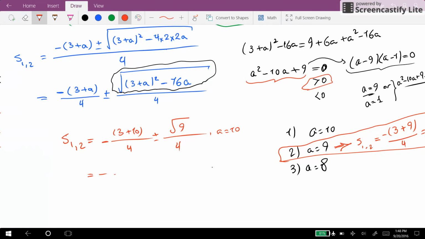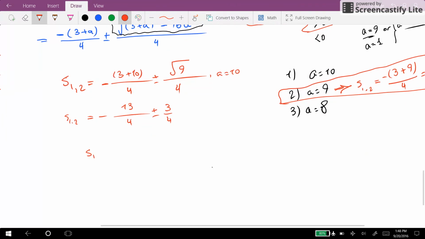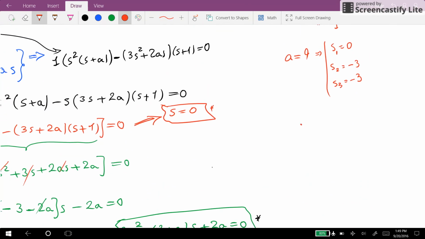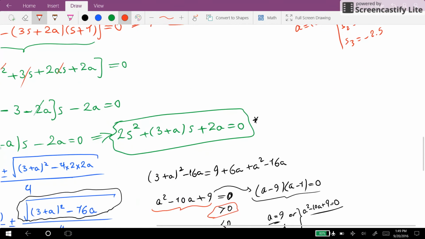And from here we have -13 over 4 ± 3 over 4 for S1,2, or we can write S1 is equal to -13/4 - 3/4, S2 is equal to -13/4 + 3/4. This will give us -16/4 or -4, and this will give us -10/4 or -2.5. So these 2 points are the break-in or breakaway points for a equal to 10. So I go back here. For a equal to 10, we have S1 equal to 0, S2 equal to -4, and S3 equal to -2.5 as the break-in or breakaway points.